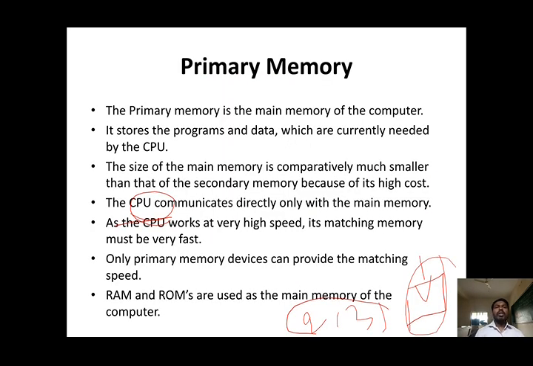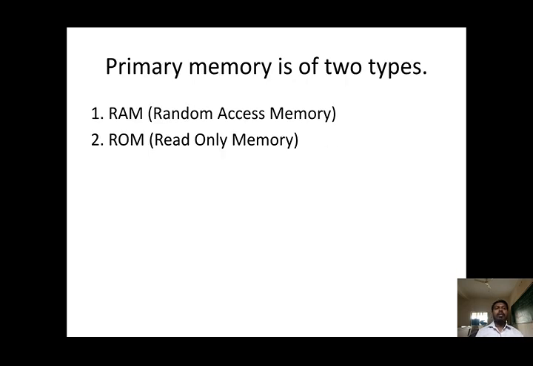Next, primary memory. We know that the primary memory is the main memory of a computer. It stores programs and data which are currently needed by the CPU. The size of main memory is comparatively much smaller than the secondary memory. The CPU communicates directly with the main memory only. As the CPU works at a very high speed, its matching memory must be very fast, and only primary memory devices can provide the matching speed. RAM and ROM are used as the main memory of the computer. There are two primary memories, RAM and ROM.